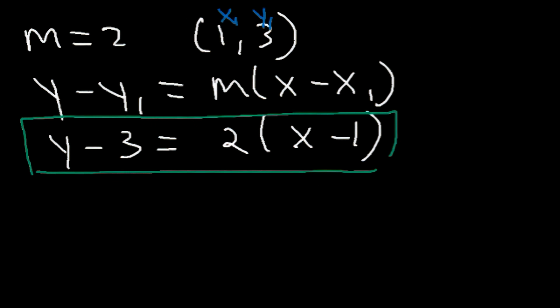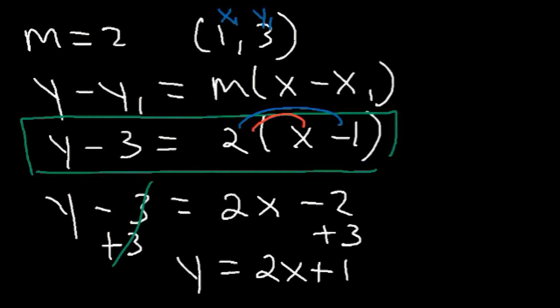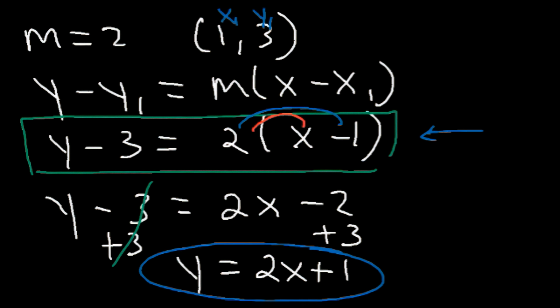Now, if you want to convert it to the slope-intercept form, distribute the 2. 2 times x is 2x, and 2 times negative 1 is negative 2. Now let's add 3 to both sides. The goal is to solve for y whenever you want slope-intercept form. If you want it in slope-intercept form, isolate y. So y is equal to 2x plus 1. This is the answer in slope-intercept form, and this is the answer in point-slope form.